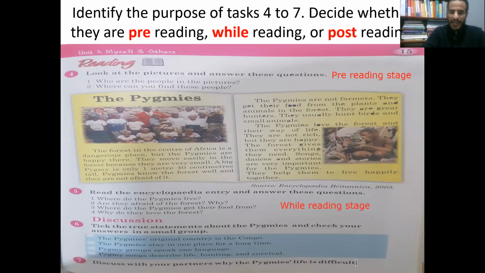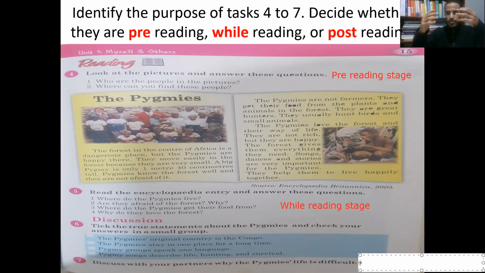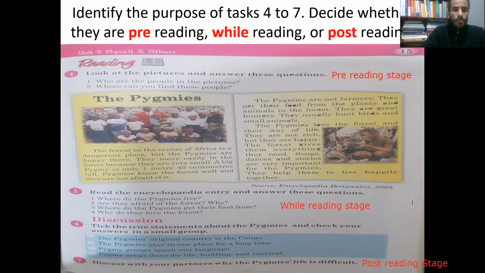Discuss with your partners why the pygmies' life is difficult. Post-reading, which means they are going to discuss, to bring what they already know and compare with the text. So in post-reading, they are going to use their own language. Post-reading stage. Okay, great.